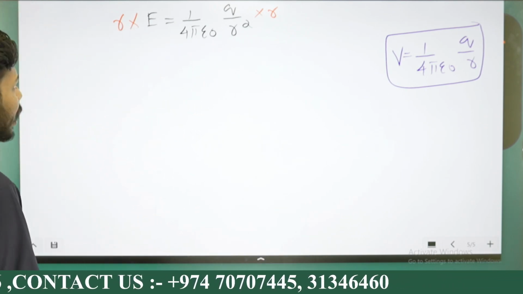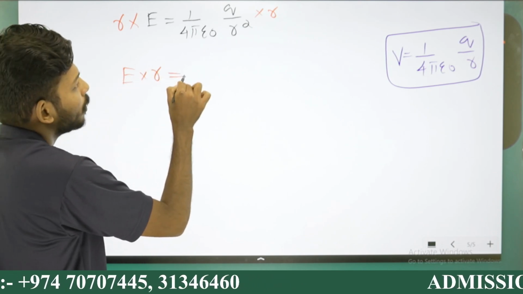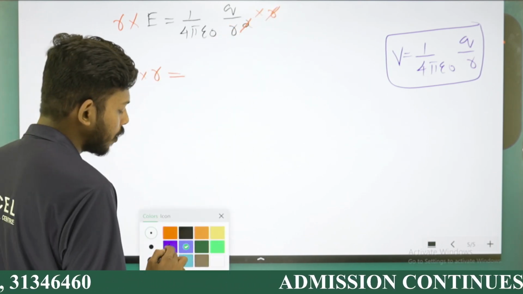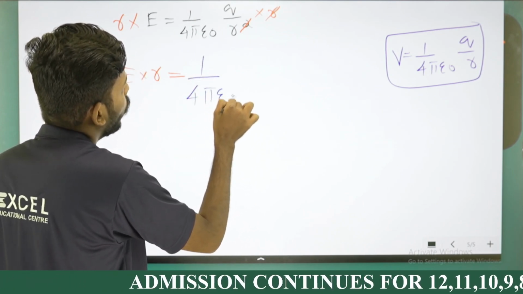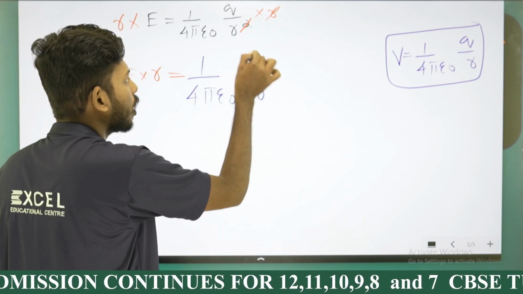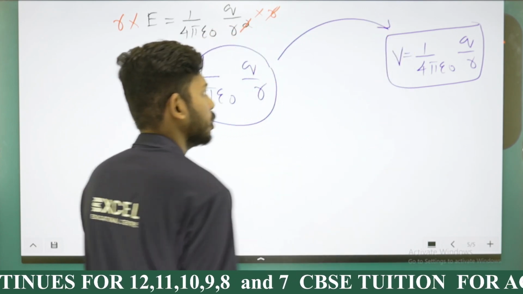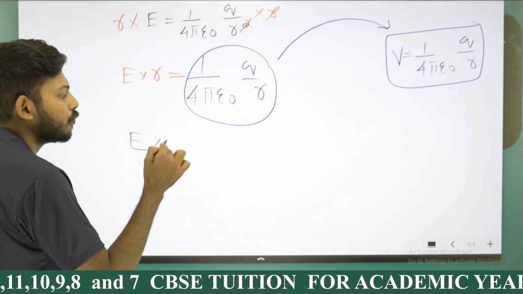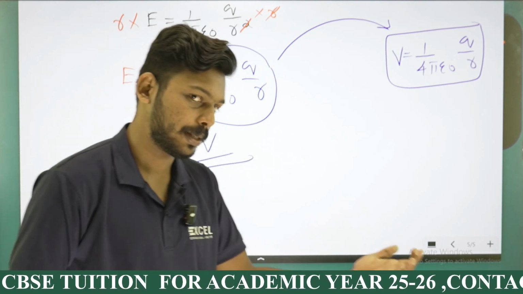We will end up with the left side of the equation changing into E into r. What will be the change in the right side? The r square and r will cancel each other, and we will find the equation 1 by 4 pi epsilon 0 q by r. What a magic. We are familiar with this term, it is the potential. So we know that if you multiply electric field with a distance, you will end up with a potential. That's the concept.